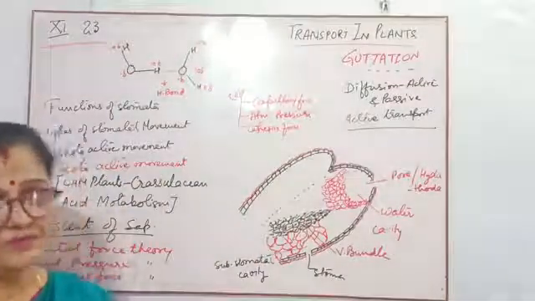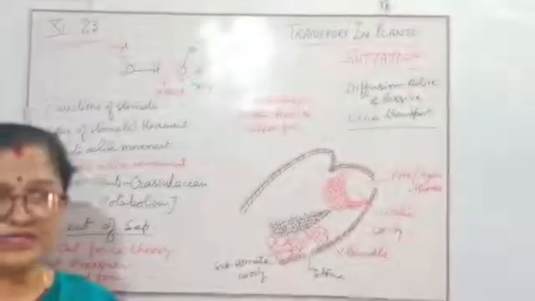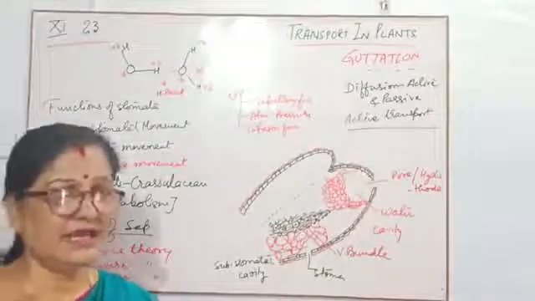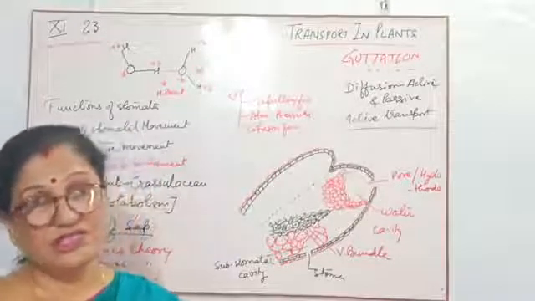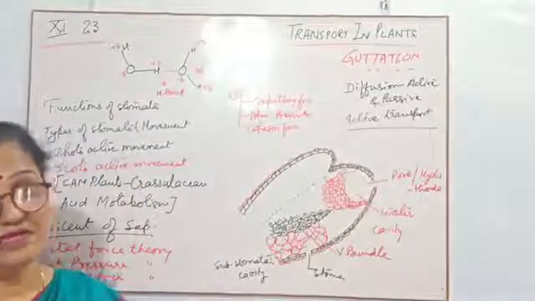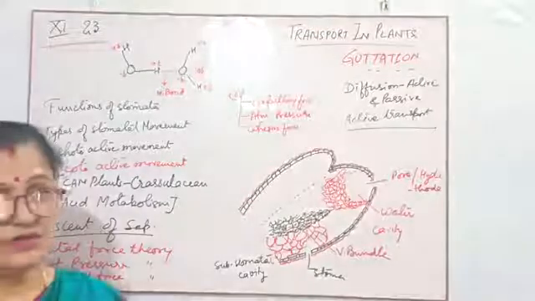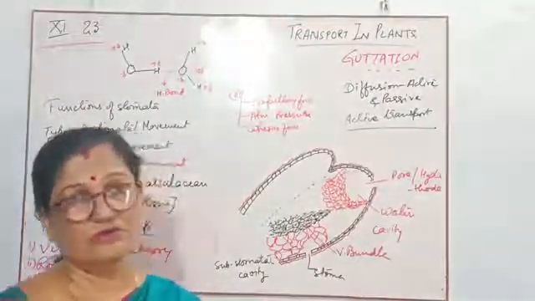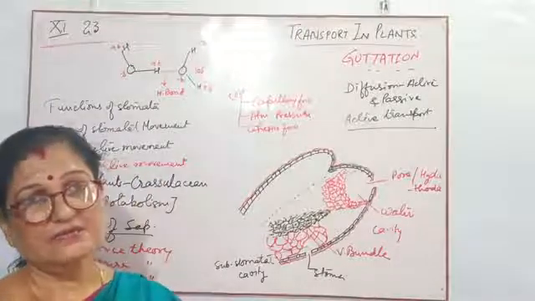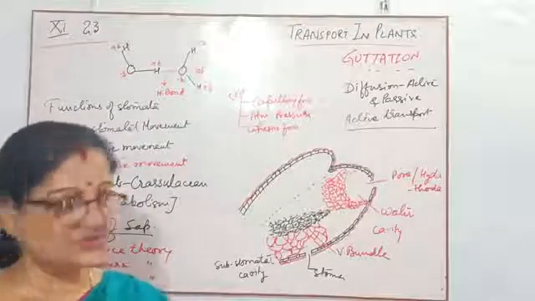When water is absorbed by the root, it will create a high pressure, and due to that high pressure it wants to release, or push, the water and minerals to another place. So it will go to the xylem, and from the xylem it will go to the other places, that means stem, branches, leaves, etc.